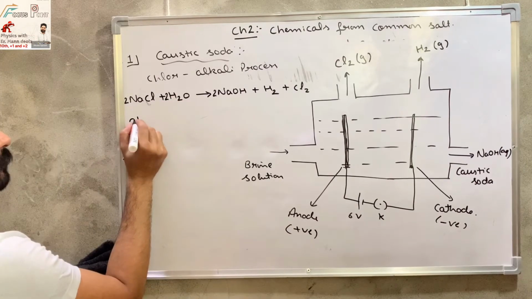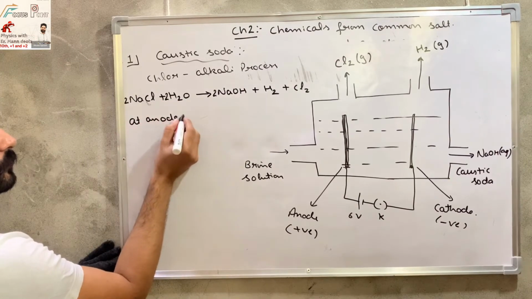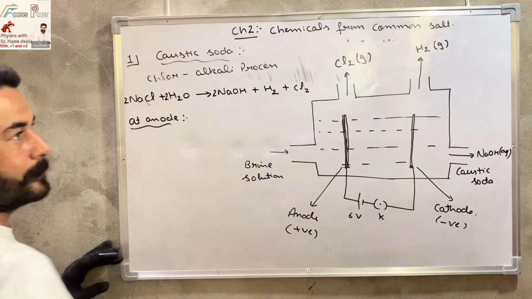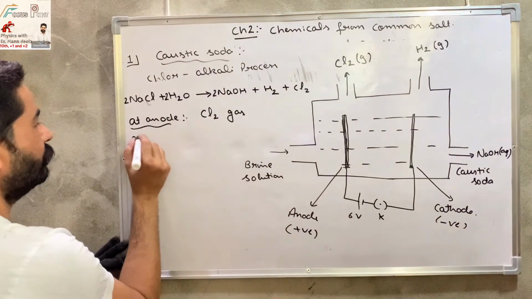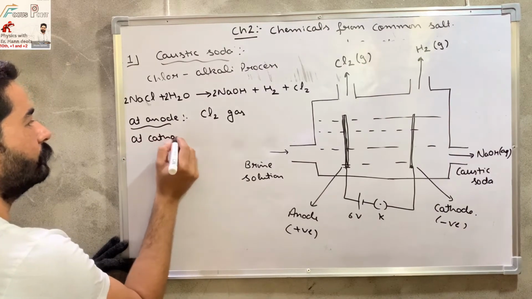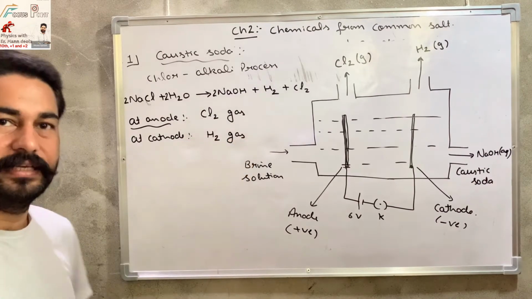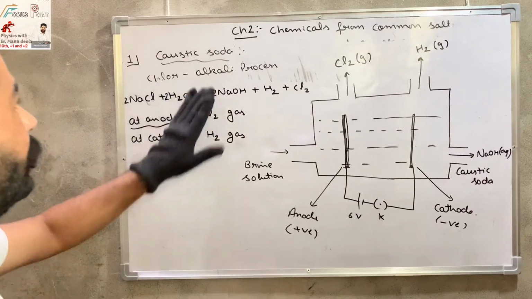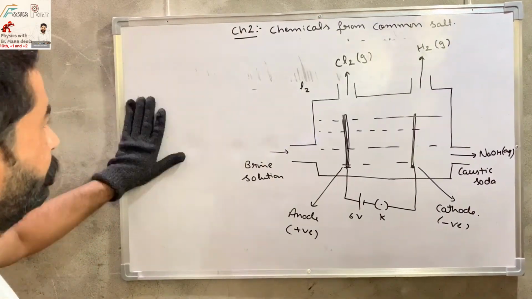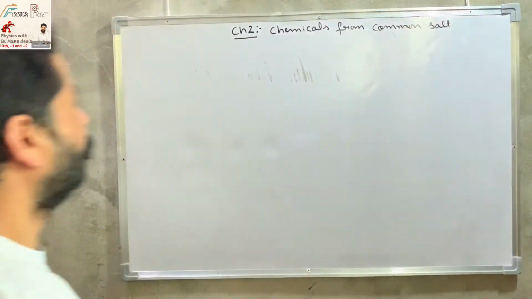Which gases are found at anode? Chlorine gas. At cathode, hydrogen gas is collected. This thing you have to take care. This is all about the chloralkali process. Now after that, uses.